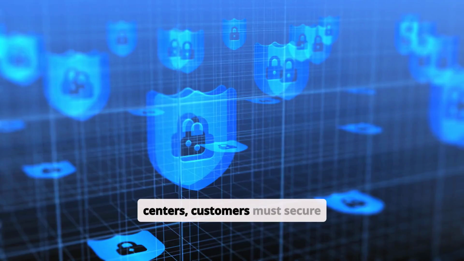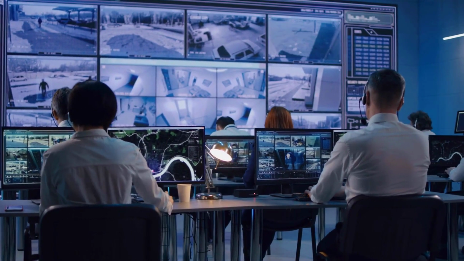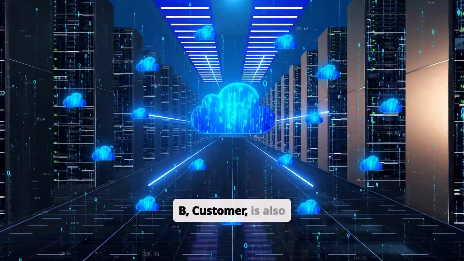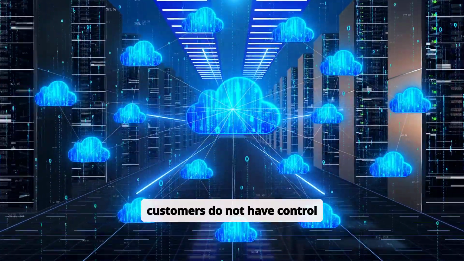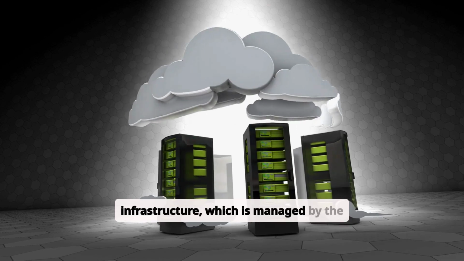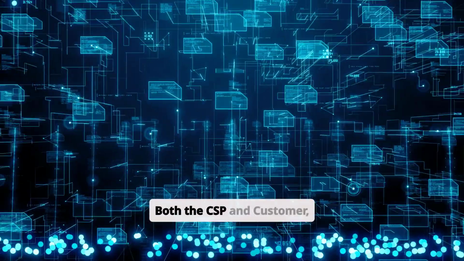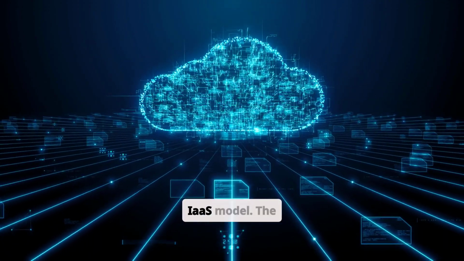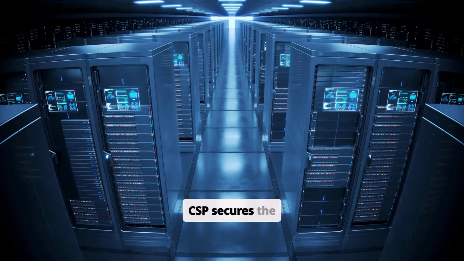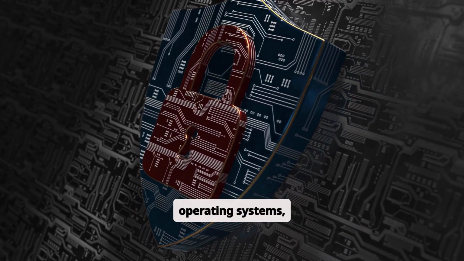Option A, cloud service provider, CSP, is incorrect because while CSPs secure the hardware, networking, and data centers, customers must secure their own applications, data, and access controls. Option B, customer, is also incorrect because customers do not have control over the physical infrastructure, which is managed by the cloud provider. Option C, both the CSP and customer, is correct because security responsibilities are shared in an IaaS model. The CSP secures the infrastructure while the customer is responsible for securing their operating systems, applications, and data.